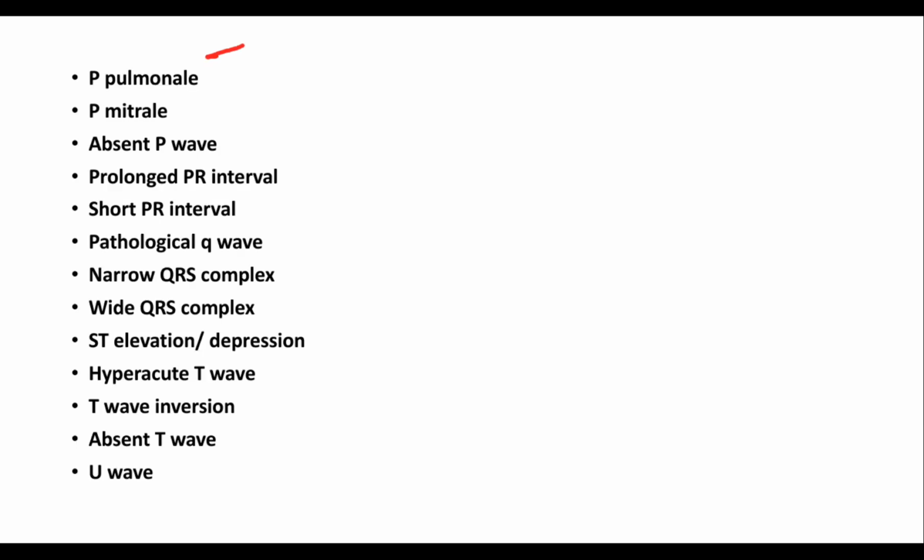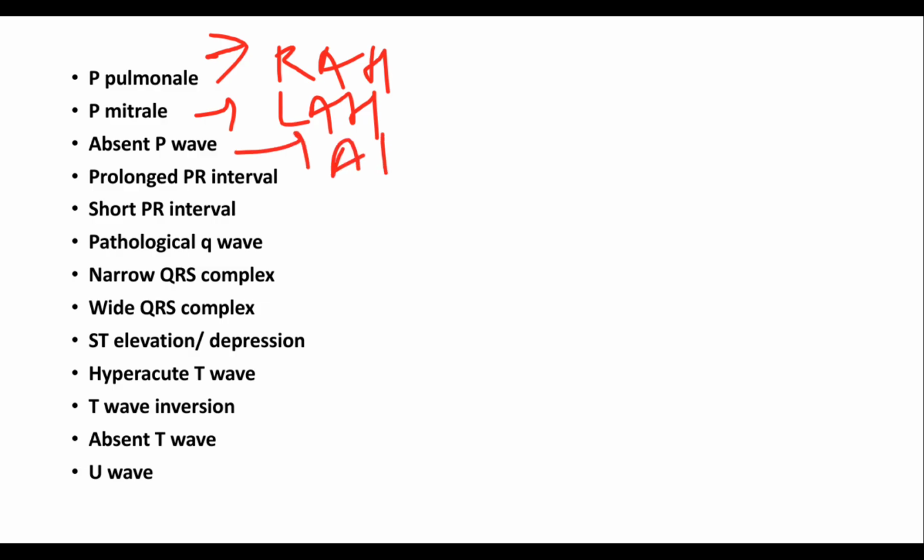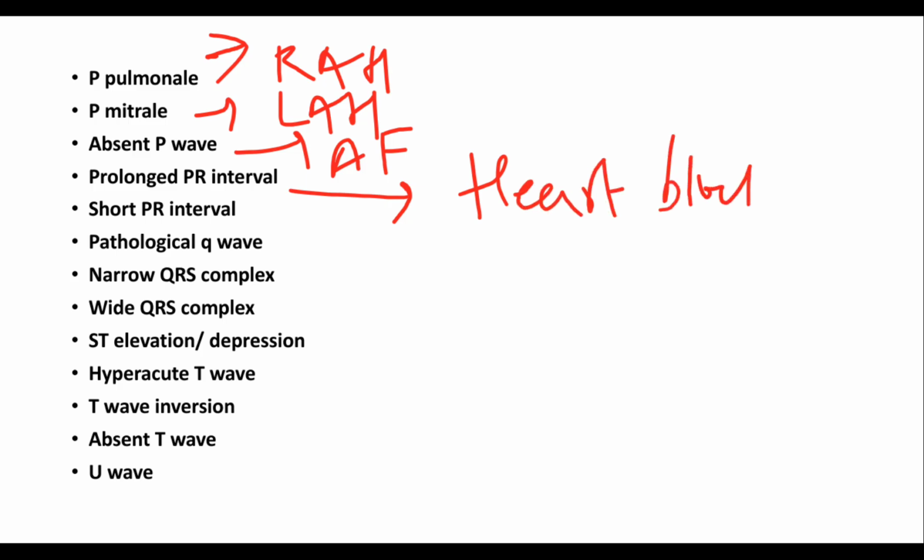Okay, so we have discussed this. P pulmonale is seen in right atrial hypertrophy, P mitral in left atrial hypertrophy, absent P wave in case of atrial fibrillation. Because P wave is atrial contraction, if there is no effective atrial contraction, you can't get a P wave. Prolonged PR interval, heart block.